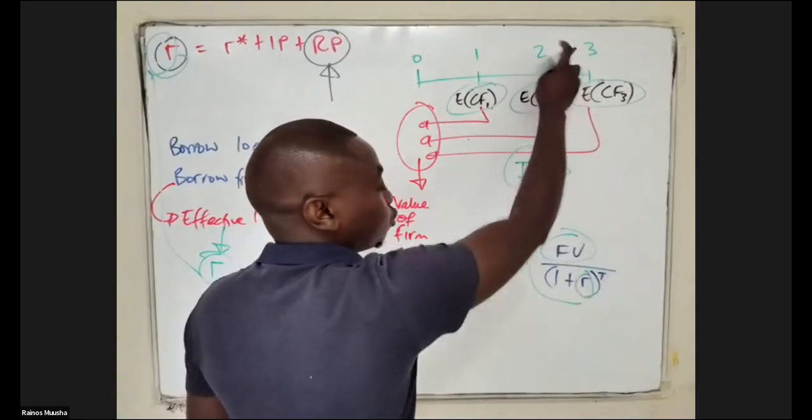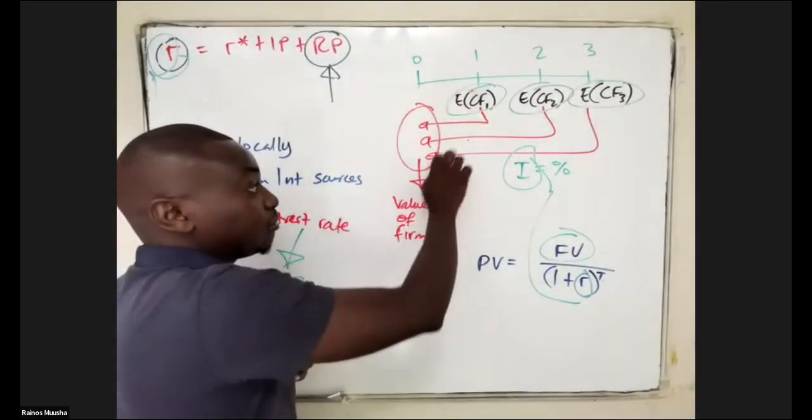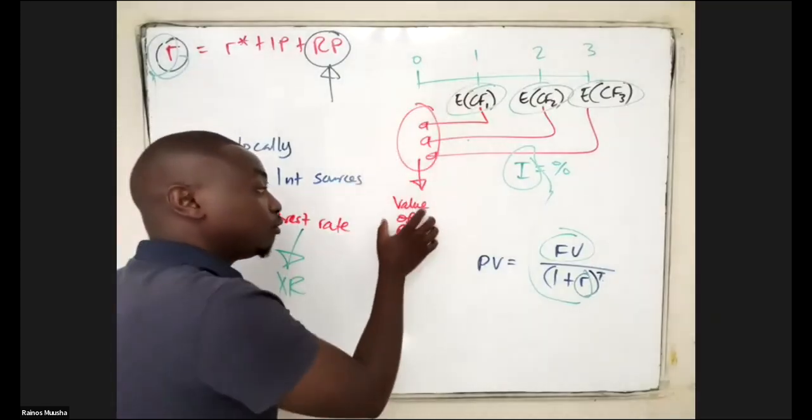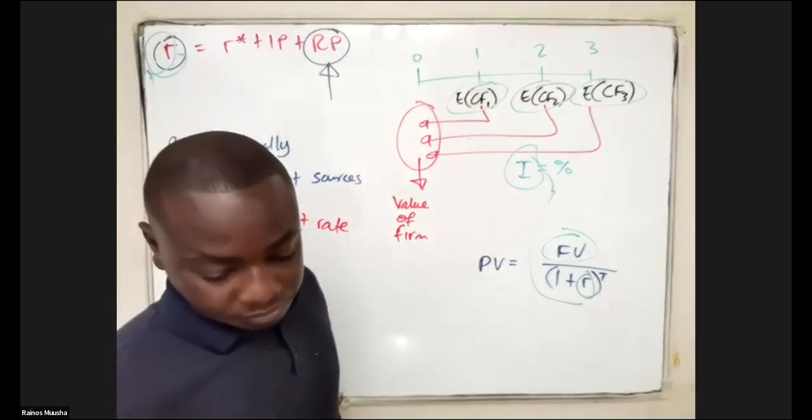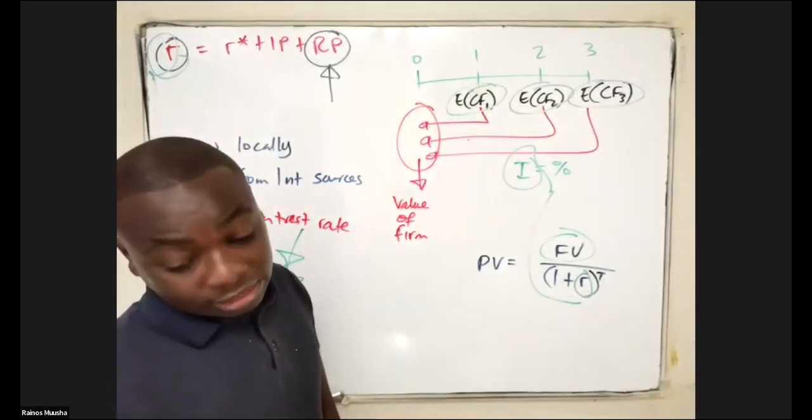The t here becomes 2 periods. The t there becomes 3 periods. So that's how you find the present value of these future cash flows, and this will give you the value of the firm. So in simple terms, that's what they're trying to discuss there as well, right?